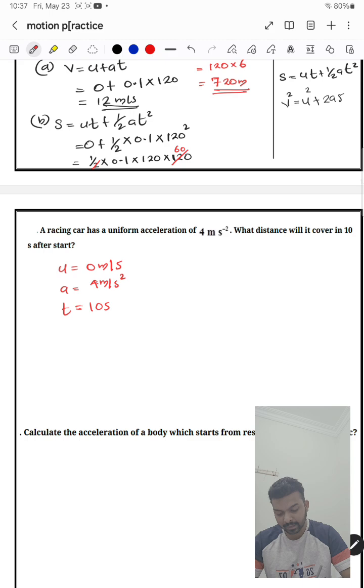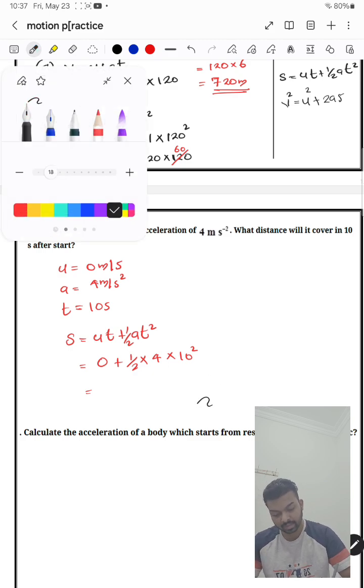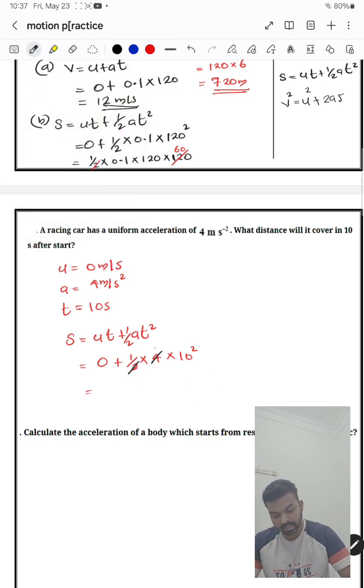S is equal to ut plus half at square. So u is the initial velocity, 0, so you can take it as 0 plus half into 4 into time square, which is 10 square. Now you can do some cancellations here. This and this can be cancelled. It will be 2. So it is 2 into 10 square, which is 100. So it is 200.